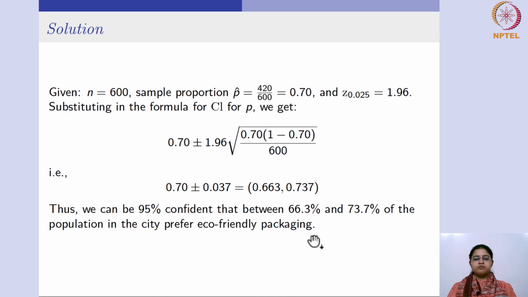So basically you can be 95% confident that between 66.3% to 73.7% of the population in the city would prefer eco-friendly packaging. So based upon the interval estimates, you can finally generalize that statement for the entire population, provided you have taken a sample which is a correct representation of the population. So you can say that based on the sample that you have taken, you are concluding this.